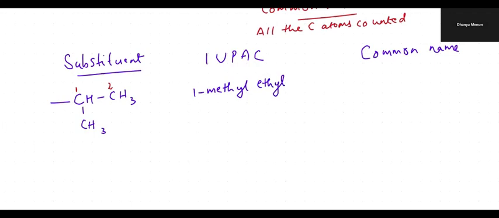Now the common name here, students, whenever there is one methyl group attached to the carbon atom connected to the main chain, we call it as what? Iso. This is one rule. This is called iso. And here in common name, we consider all the carbon atoms. Since there are 3 carbon atoms, we call it propyl, not propane, propyl, because it is a substituent. So when a methyl group is attached to the carbon atom to which the main chain is connected, it is called isopropyl. This is one of the rules.